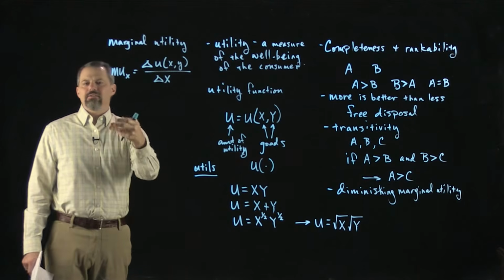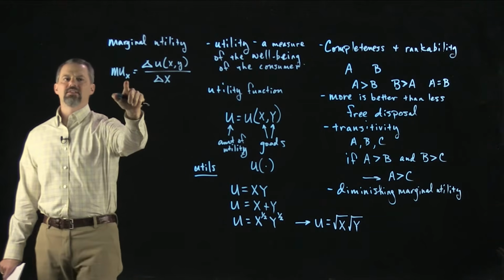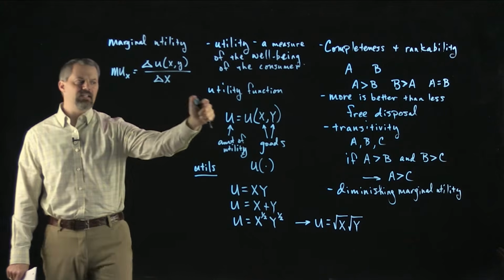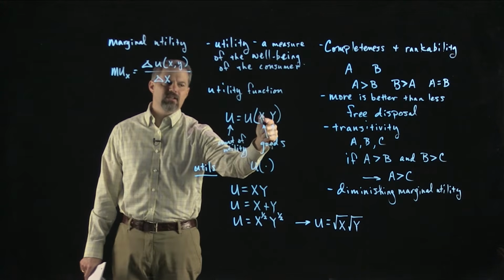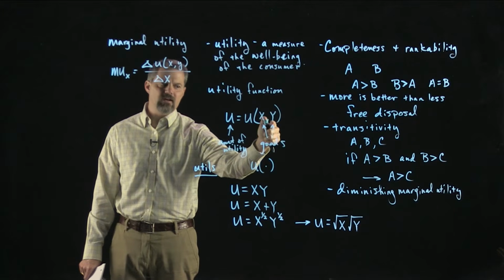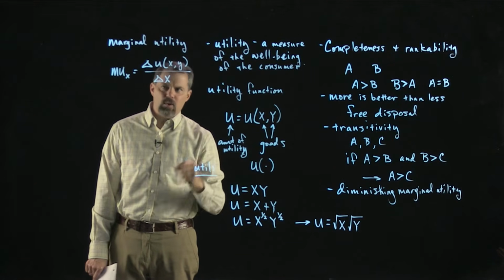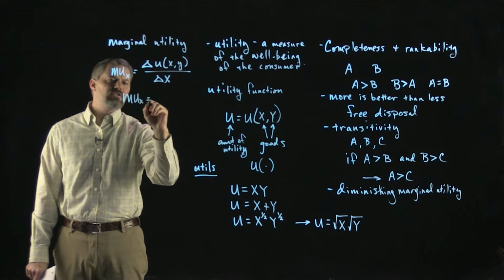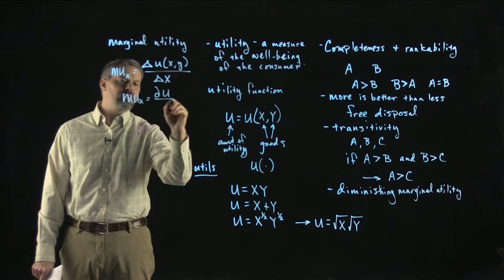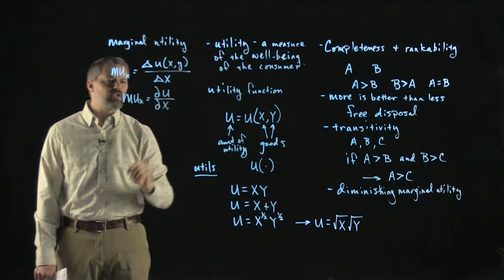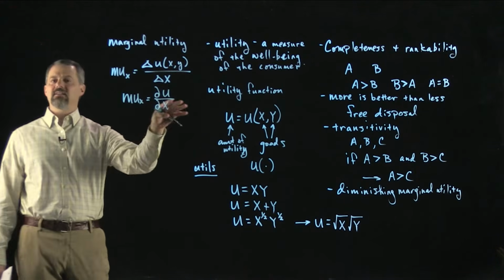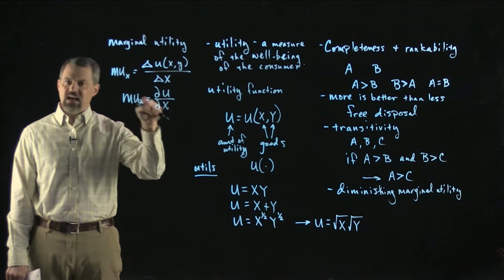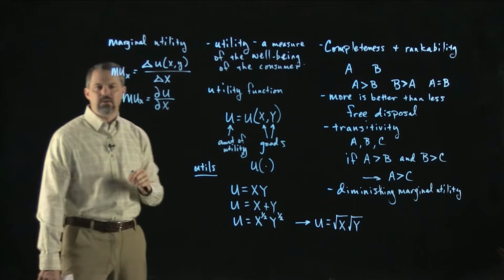It's nothing more, if you've had calculus, it's nothing more than the derivative of the utility function with respect to good x. Now, anytime you've got a function that has two arguments, two variables, then you have to take a partial derivative. But the marginal utility of good x is just the partial derivative of the utility function with respect to good x. We're not in this class going to be doing the calculus of it, but that's what it is. It's just a derivative.